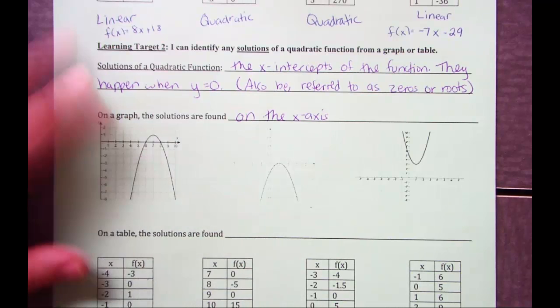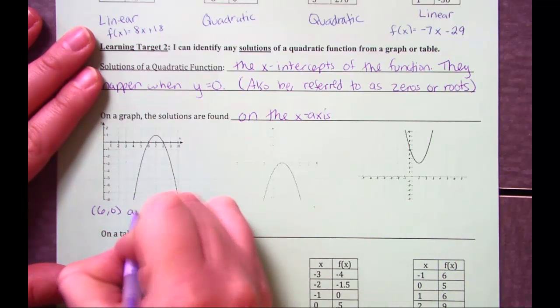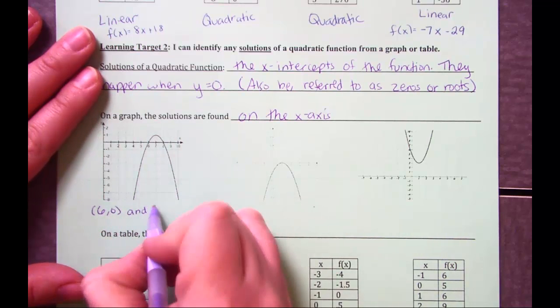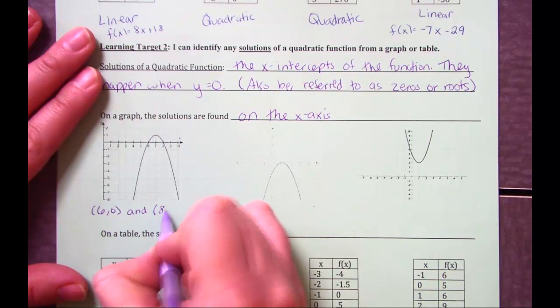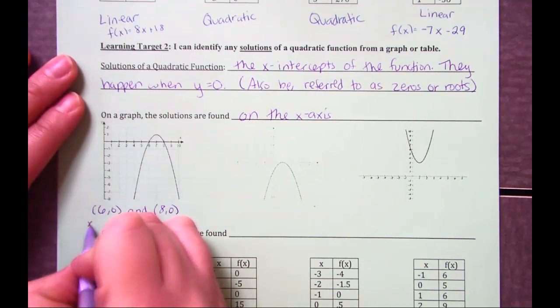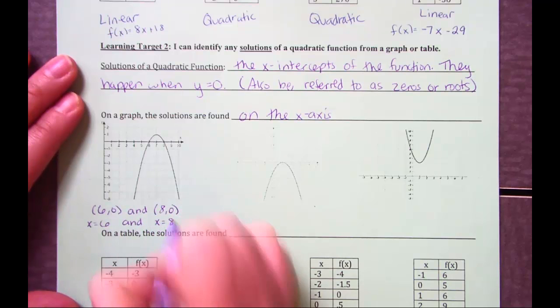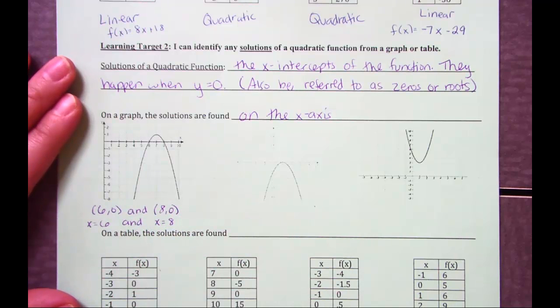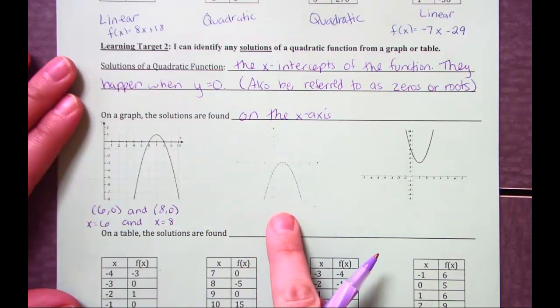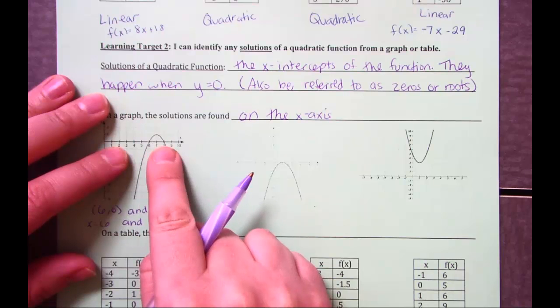So in this case, one solution is 6, 0, and another solution is 8, 0. Or you could write that as x equals 6 and x equals 8. This function has two real solutions because there are two x-intercepts.